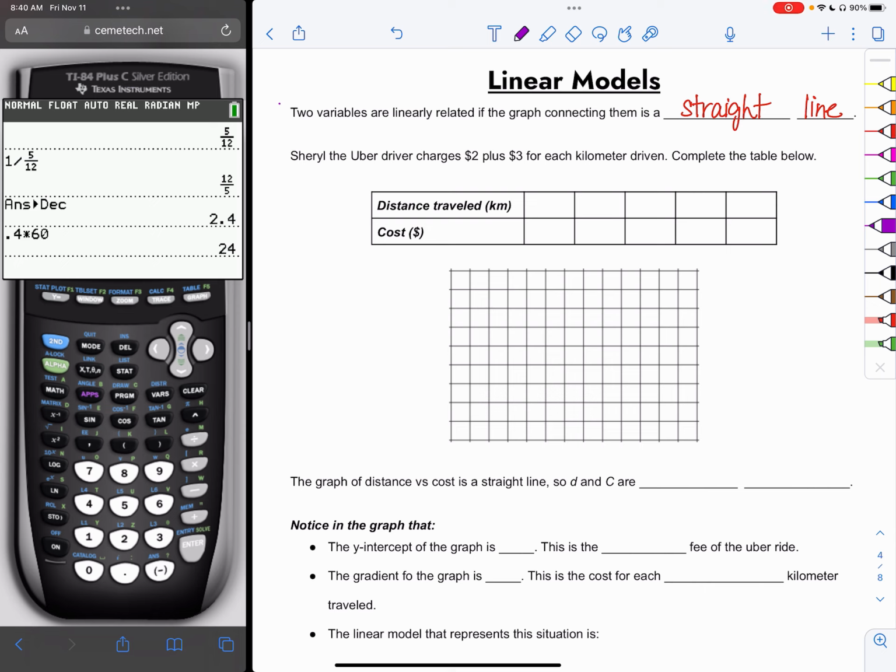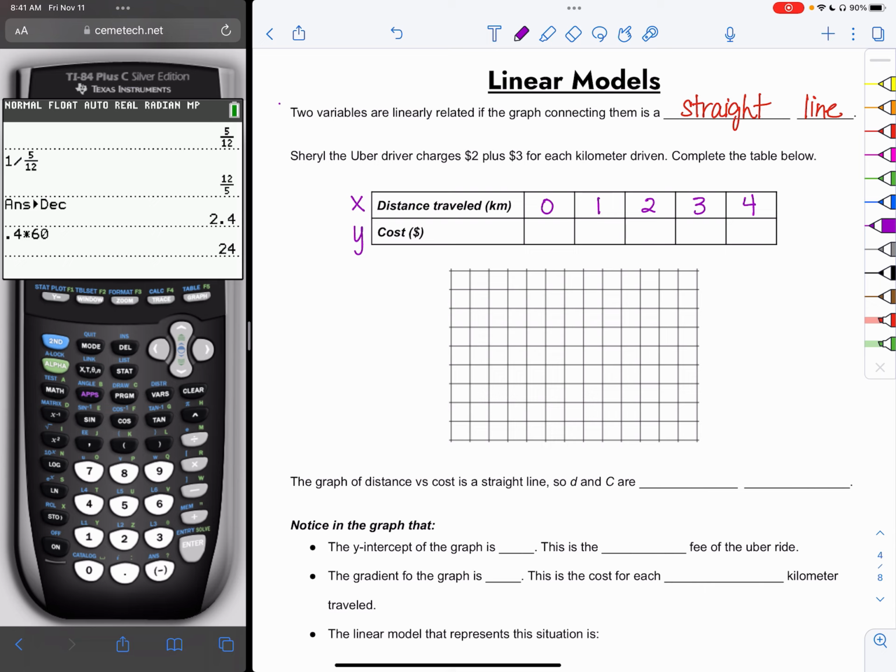Normally, when we complete tables, we normally start with 0. And we know that the distance is going to be X and the cost is going to be Y. So normally when we do this, we will start off with 0, 1, 2, 3, and 4. Now you can choose your own X values. You do not have to choose 0 through 4. You can go in any order that you want. And then we have to find the associated cost.